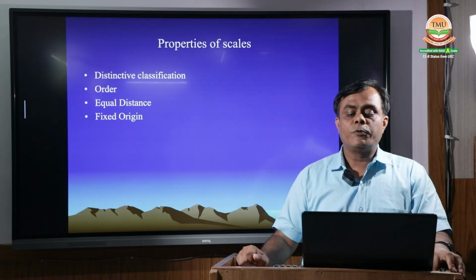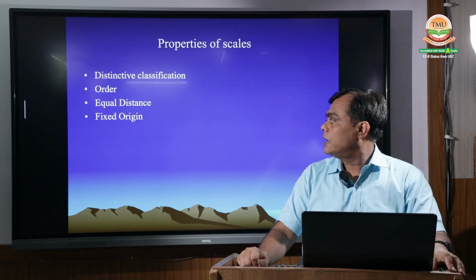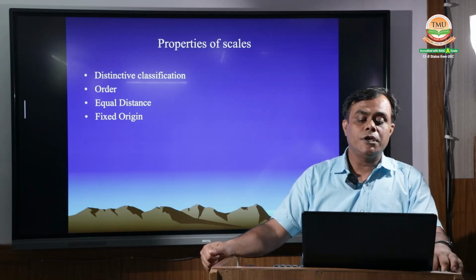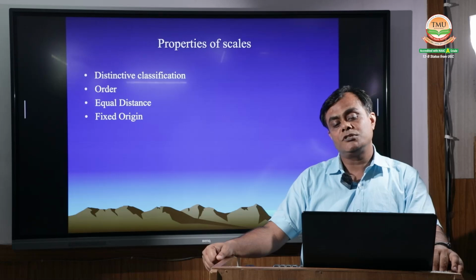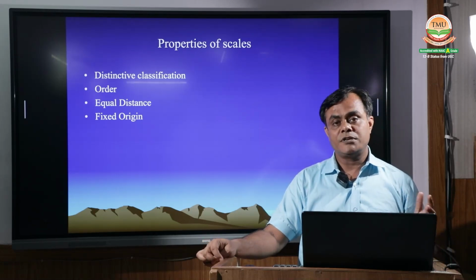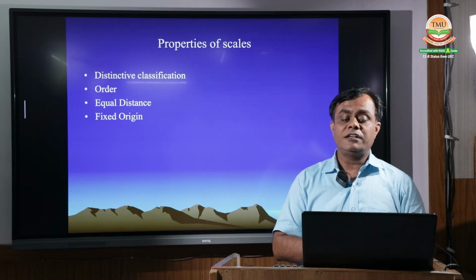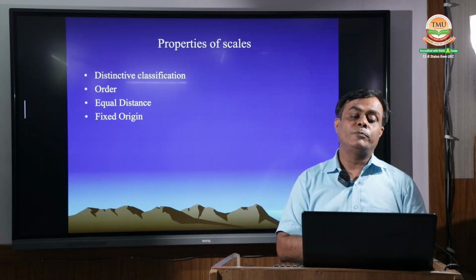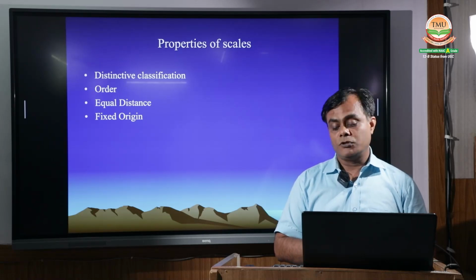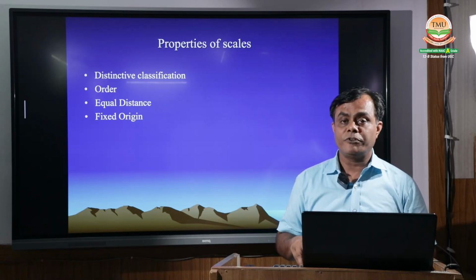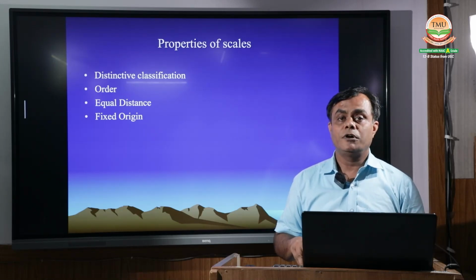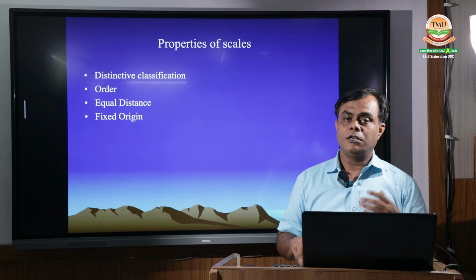Next is the properties of scales. There are certain properties of a scale: distinctive classification, order, equal distance, and fixed origin. These are some properties of the scale. The categories should be distinctively classified, in a proper order, at equal distance, and the origin should be fixed. We cannot say that the origin changes from one point of time to another.